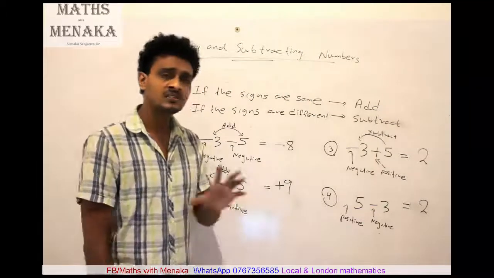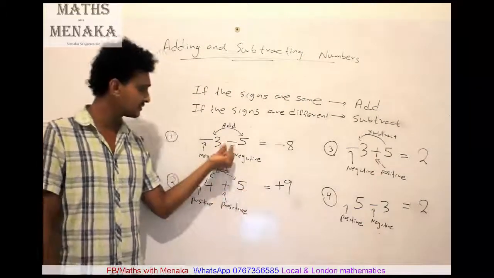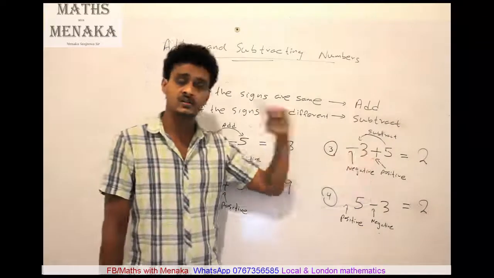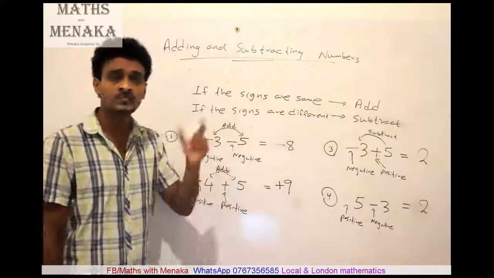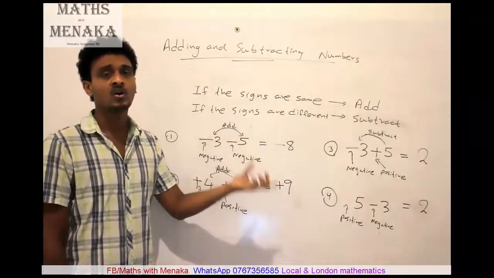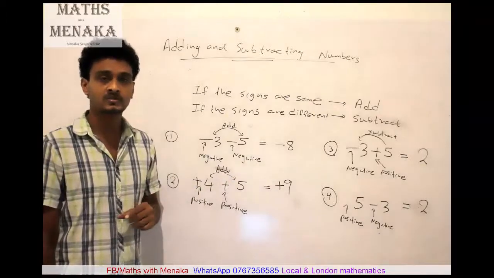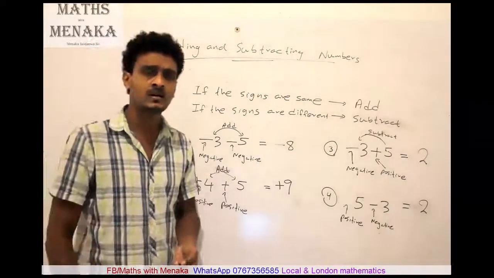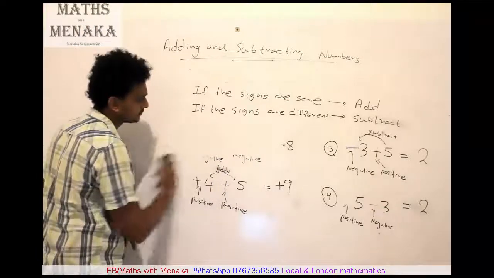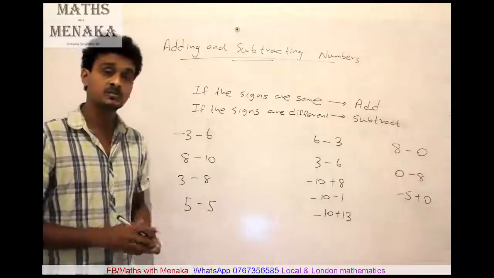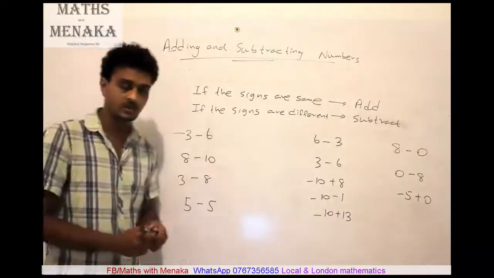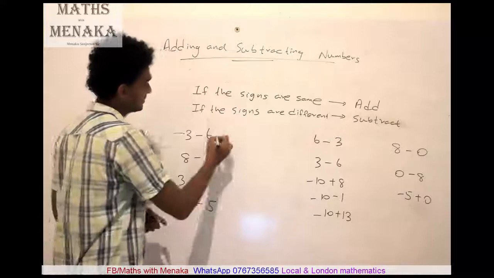Now student, always remember, when you look at the negative sign, don't subtract. When you look at the positive sign, don't add. You have to look at the sign of both numbers. Then you have to decide whether you are adding or subtracting. Okay. Let's take some more examples. You have to do it alone. Okay, students. There are 12 questions for you. Do them alone. Okay. Now we will see the answers.